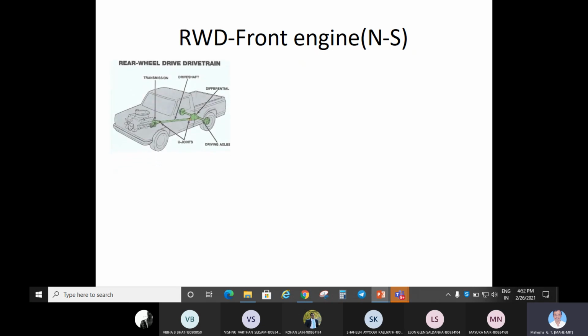So this is the one: rear wheel drive, front engine, north south located. This is how it actually looks. Many of our existing models of vehicles are of this type. You can see this is the transmission system, and there is one propeller shaft. It may be a pickup type of truck also. There is a U-joint; 1 or 2 U-joints are provided depending upon the design, if a single propeller shaft is provided. Then the driving axle is here, the live axle, and this is the dead or rigid axle. So north south located engine, that is the type of drive.